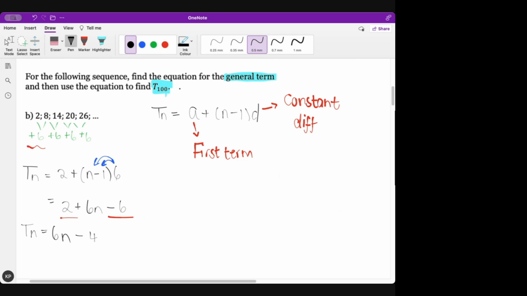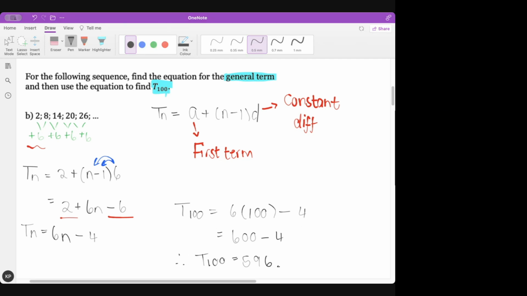And then to find term 100, we just substitute: 6 times 100 minus 4, which gives me 600 minus 4. That means T100 is 596. Thumbs up, thumbs down on this one. I have a feeling this one is a little bit less complicated for most of us. But if you don't understand, don't be shy, guys, just ask. I'm just going to get to the quadratic one and help us quickly.